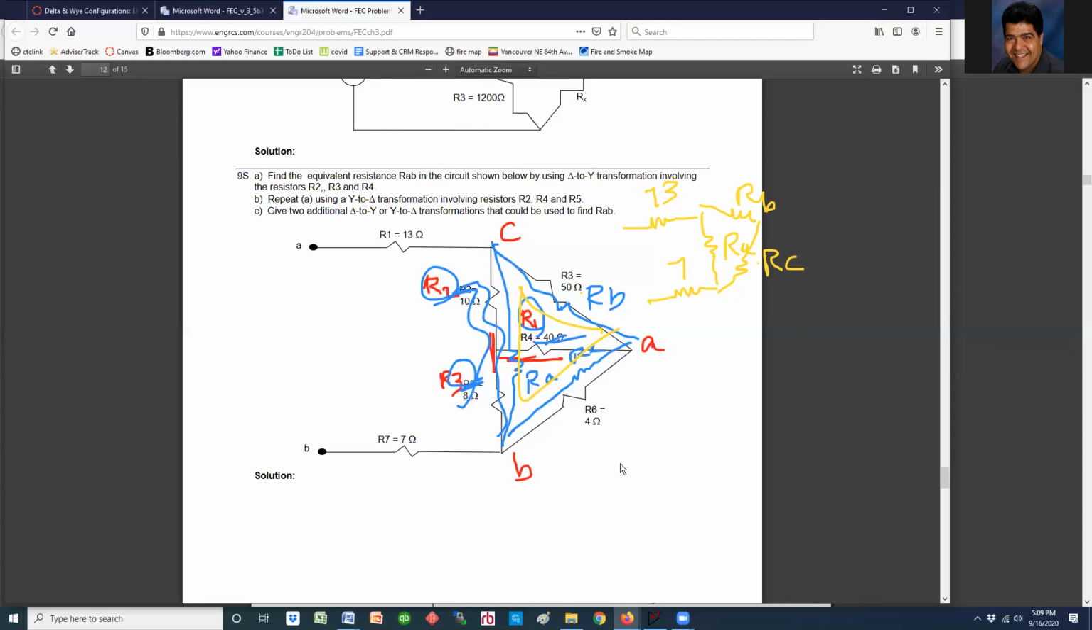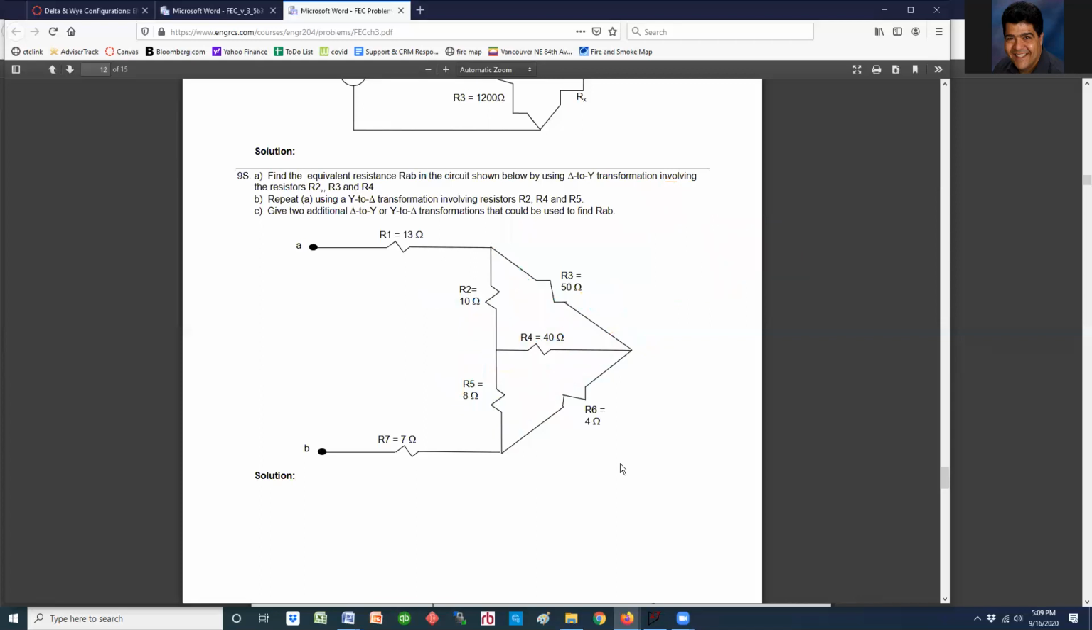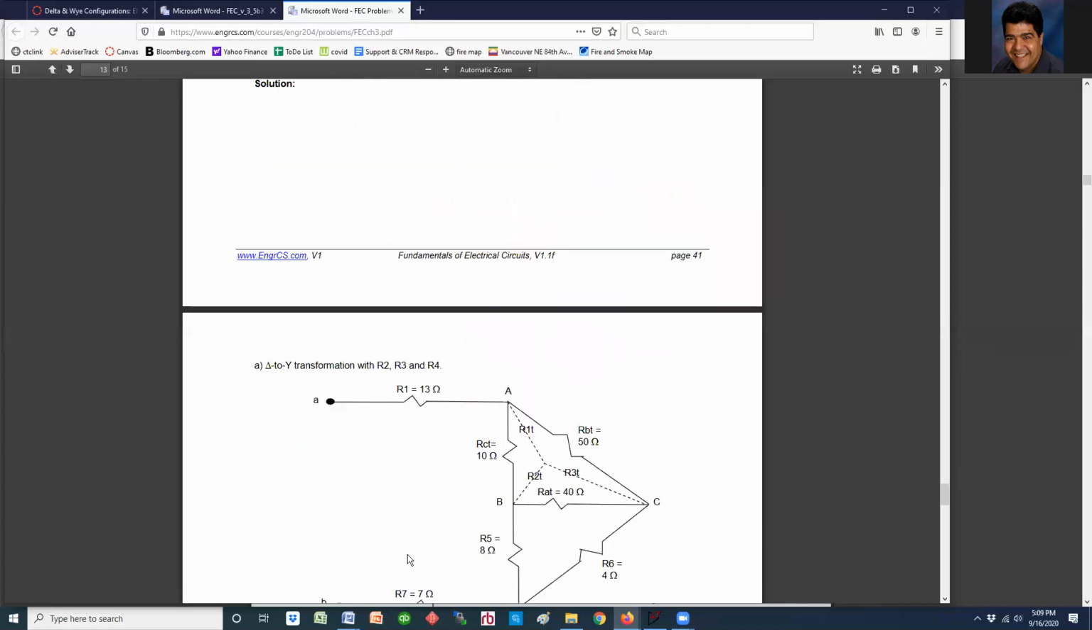So that's really the benefit as far as we are using it here: the delta and Y conversion. The delta and Y configuration will come back to us in the future in different forms. But for now, all we are using it for is to simplify resistive networks. And that's all it is about. Let me go down and take a look, I want to show you some other stuff.